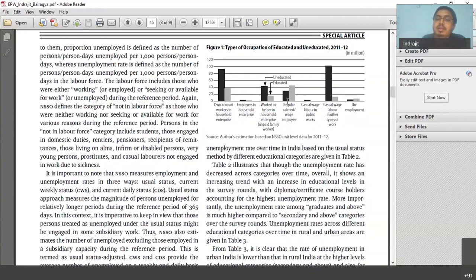But when I say regular salaried job, you can see that educated people represent a larger share as compared to the uneducated. So uneducated people are in the job market, but in vulnerable informal jobs like own account worker, helper in the household enterprise, or some kind of low paid casual work. But what inference can I draw? Educated people are either more in regular salaried jobs, or they prefer to be in the unemployed category.